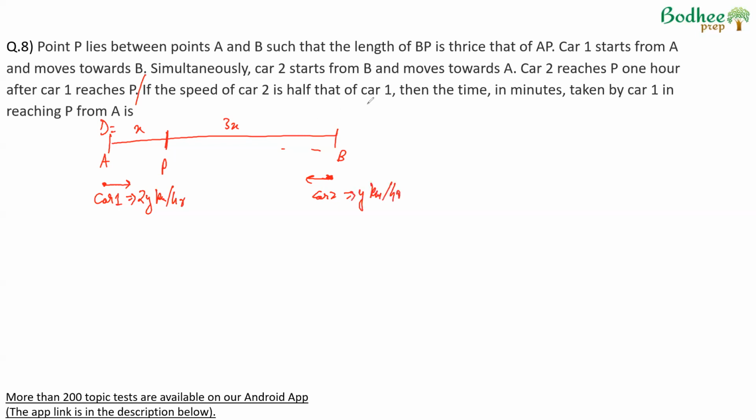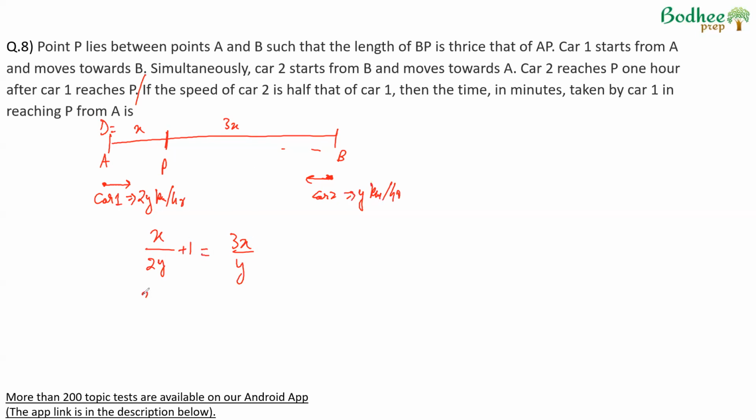Speed of car 2 is half that of car 1. So time taken by car 1 to reach P will be x upon 2y. Time taken by car 2 to reach P will be 3x upon y. It is given that car 2 reaches P 1 hour after car 1. So car 2 will take 1 hour more than car 1, so adding 1 hour to car 1's time will give us car 2's time.